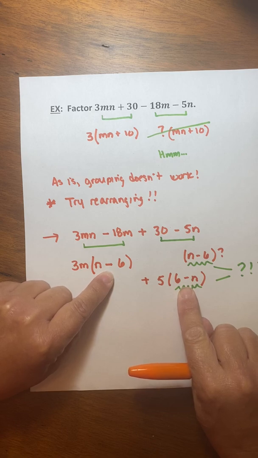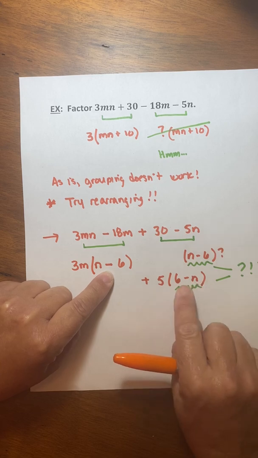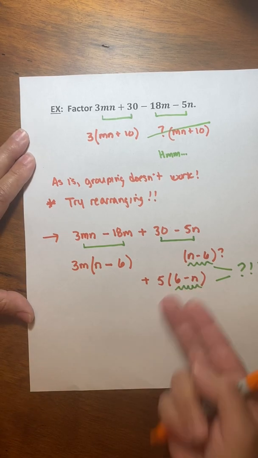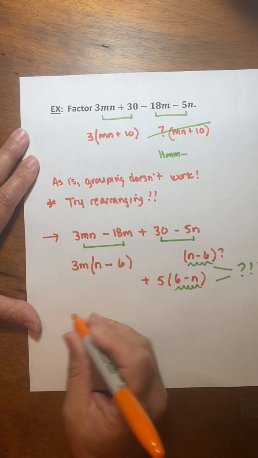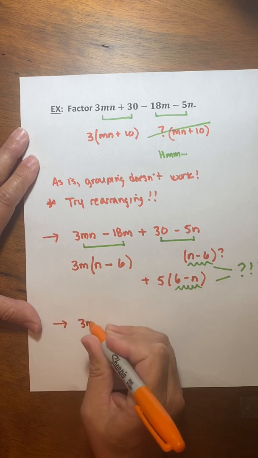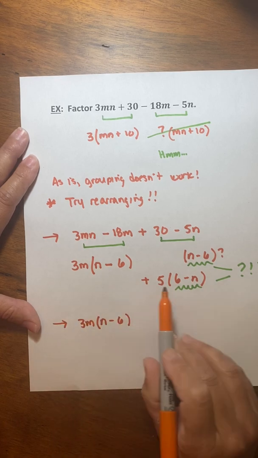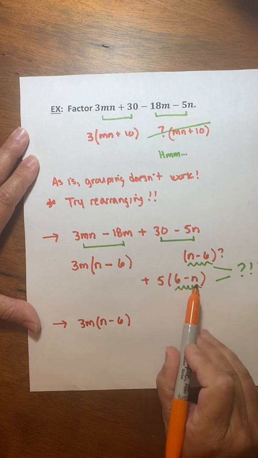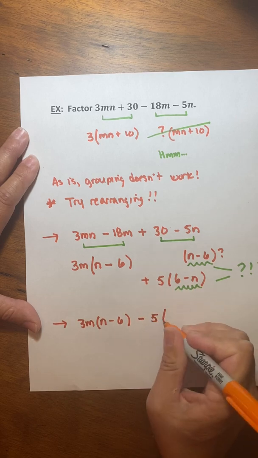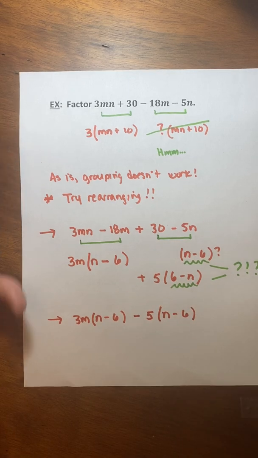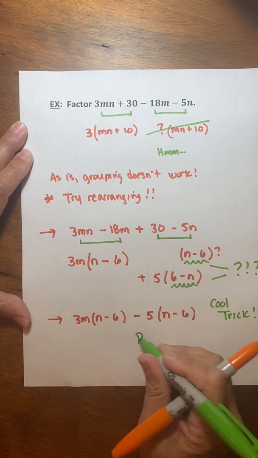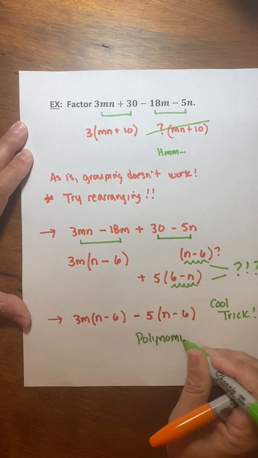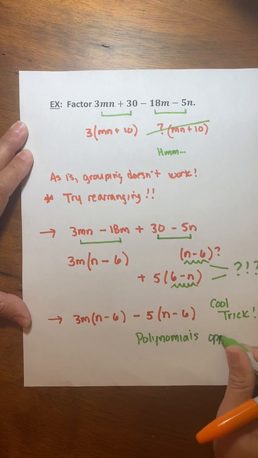So the cool trick here is when you have a factor and you want to switch the order because we want n minus 6, all you need to do is switch the sign in front of that term. So what do I mean? We are going to rewrite this as 3m times n minus 6. And instead of positive 5 times 6 minus n, I'm going to change that to minus 5 times n minus 6. So that's called the polynomial opposite property. So this is my cool trick.